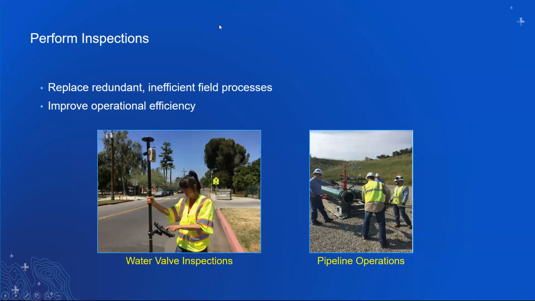We've seen usage in areas where people are performing things like inspections, replacing a lot of the redundant and inefficient field processes. You have pipeline inspections and other types of pipeline operations. In one of the pictures here, you see someone doing a water valve inspection, where a lot of times you see water valves clustered together in an area, but you really need to get down to that level of accuracy. So this particular individual has a range pole with a GNSS device to get that high level accuracy that she needs for her work.